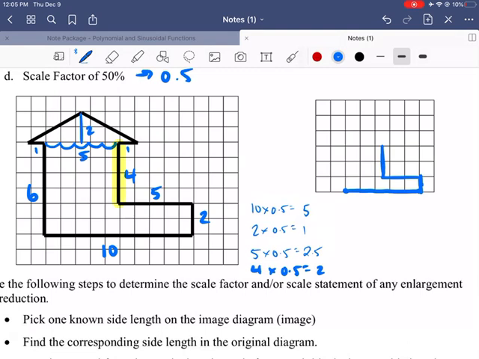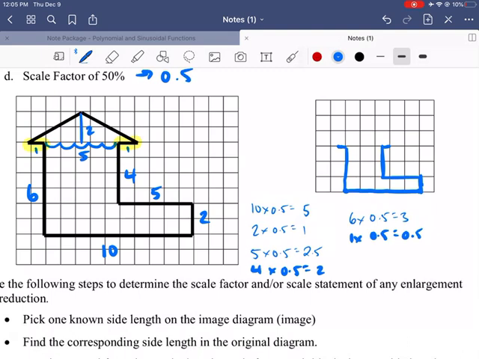Okay. And then I'm actually going to skip over and do this other side here of 6. So 6 multiplied by a half is 3. So you're going to go up 1, 2, 3. Okay, and then we've got these little sections of 1 and 1. So 1 times a half is a half. So you're going to go jut out a half.